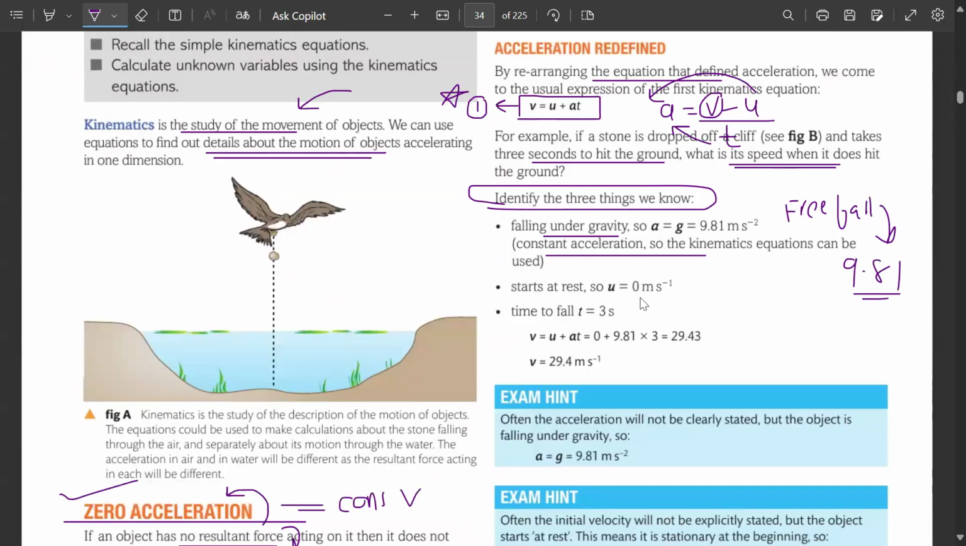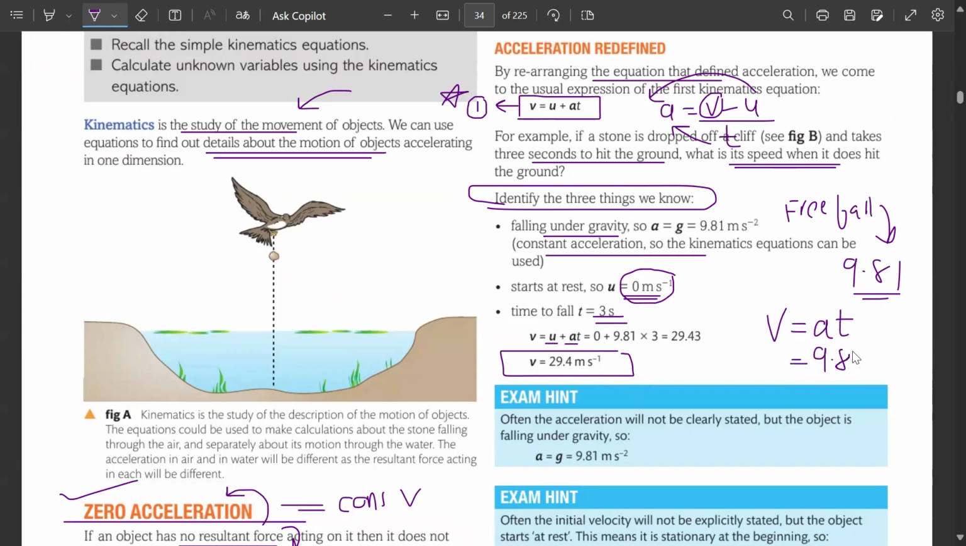If it's starting at rest, its u would be 0. Time given was 3 seconds. You can find the final speed easily by using the first equation of motion, v is equal to u plus at. Because it started from rest, u would automatically be 0. So you can just use v is equal to at as well.